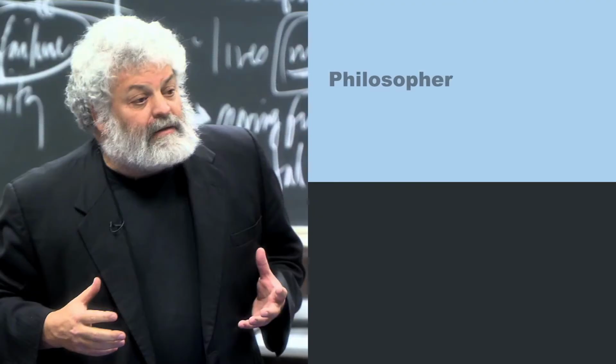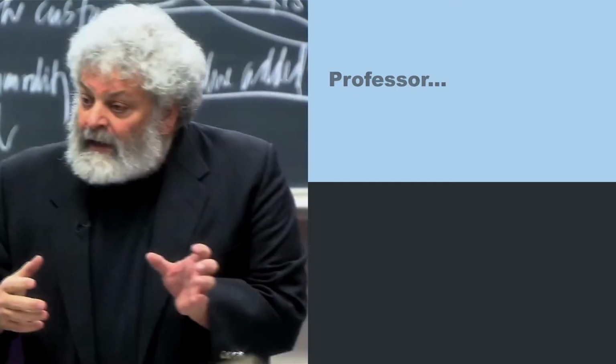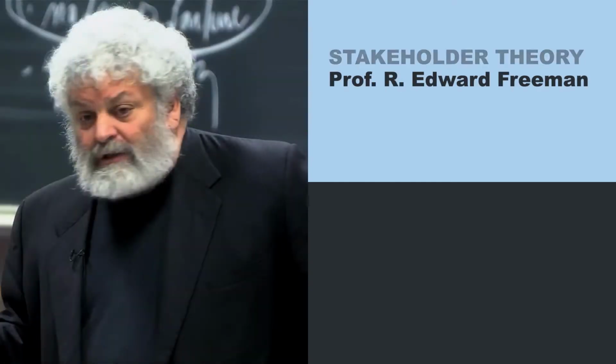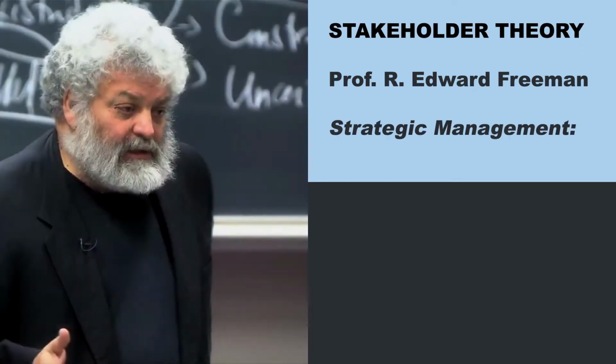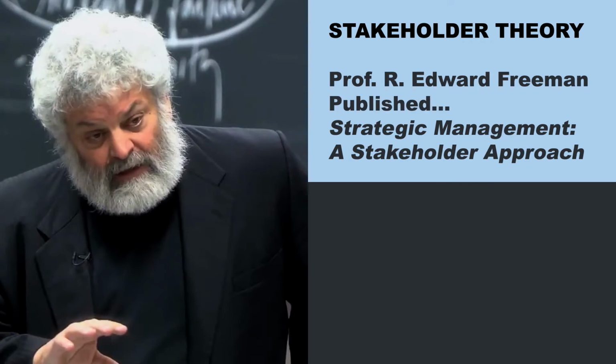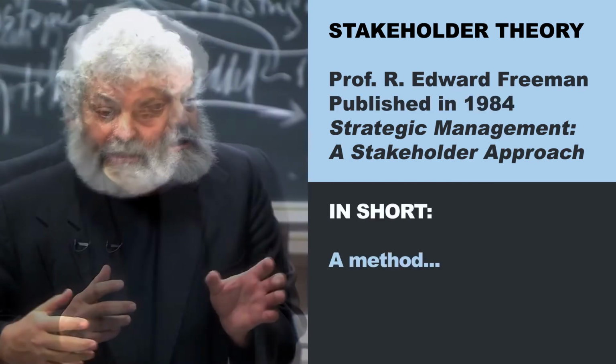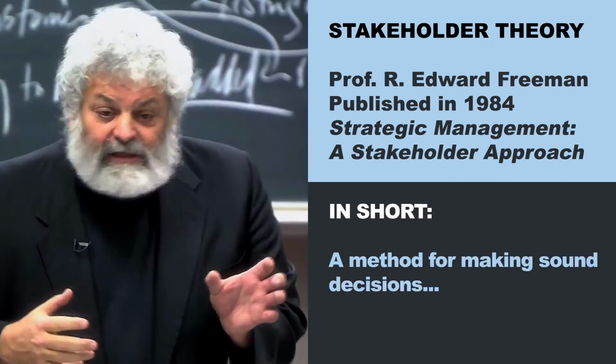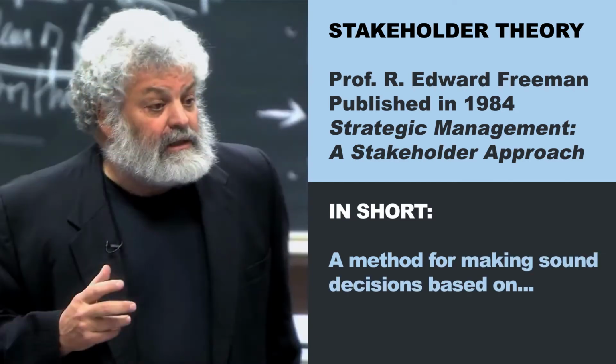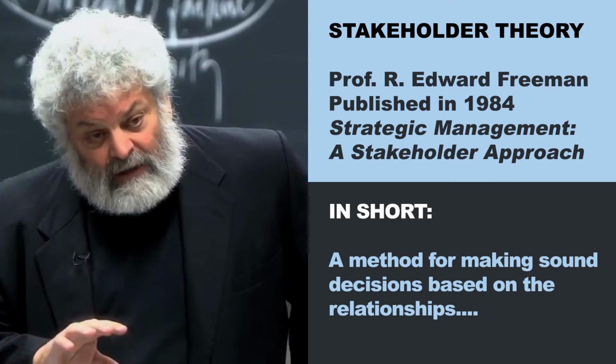The American philosopher and professor of business administration, R. Edward Freeman, is considered the father of stakeholder theory with his work, Strategic Management, a Stakeholder Approach, which was published in 1984. In short, it's a method for organizations to make decisions based on what is agreed to be important relative to the relationships inside and outside of the organization.